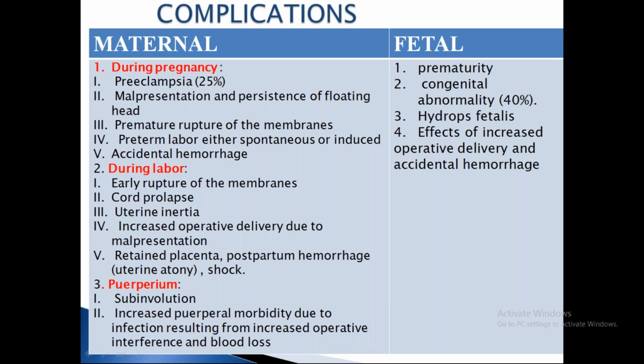During puerperium, the overdistended uterus may go into subinvolution, and because of operative interference, there are more chances of infection. Coming to the fetus, there can be prematurity, congenital abnormalities can be seen, and increased operative delivery and other complications can be seen in the fetus. So, in pregnancy: PAH, malpresentation, premature rupture of membranes, preterm labor, accidental hemorrhage. During labor: early rupture of membranes, cord prolapse, uterine inertia, postpartum hemorrhage, operative interference, and shock. Puerperium: subinvolution and sepsis.